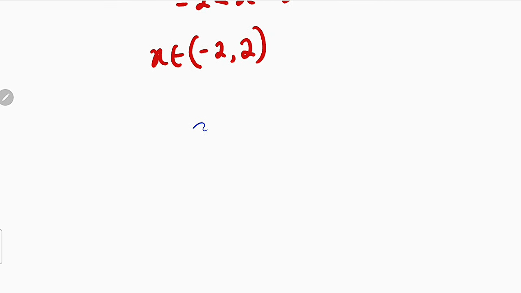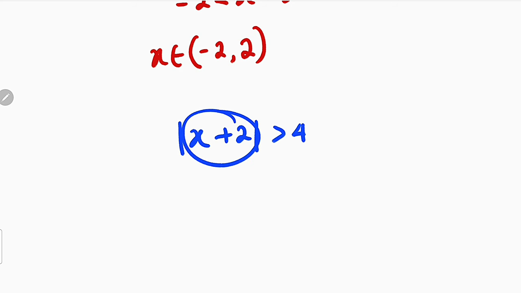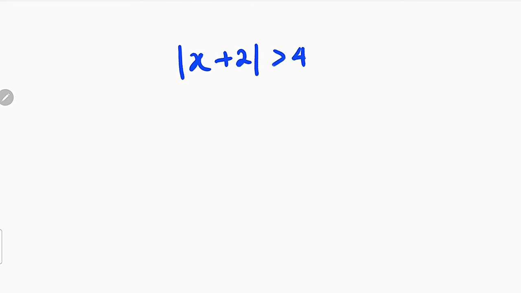Let's take another example. Suppose we have the absolute value of x plus 2, maybe greater than 4 this time around. It means that the distance of x plus 2 away from origin is greater than 4. So let me give you an instance.